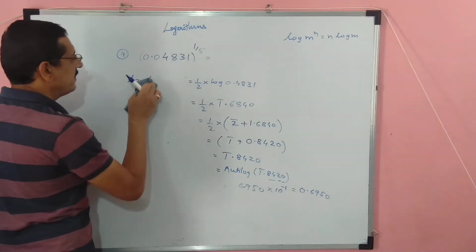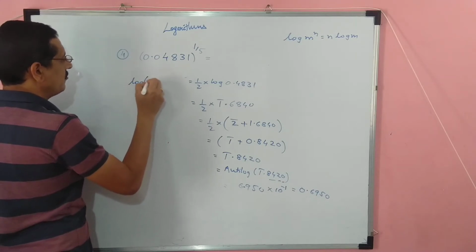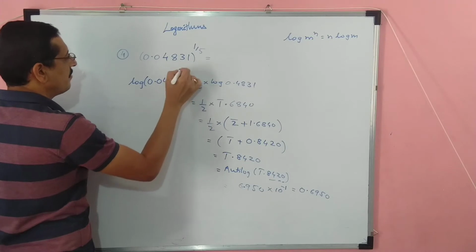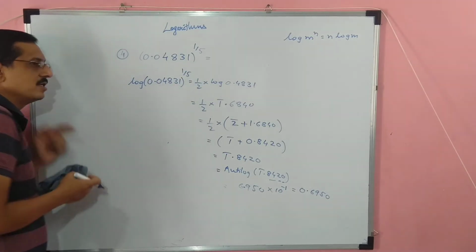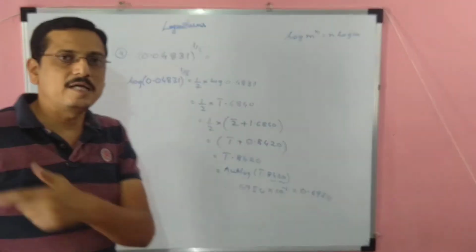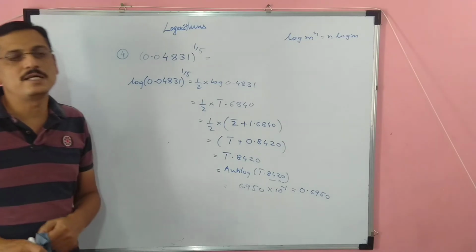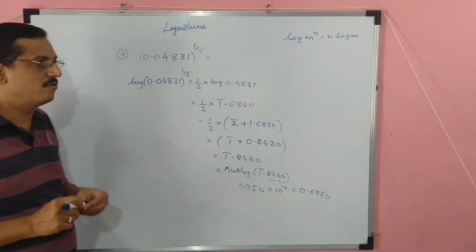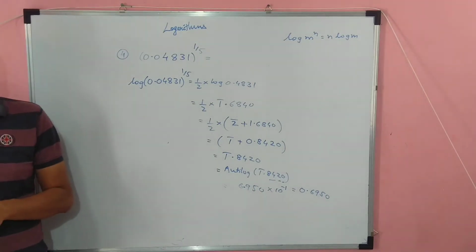Okay, here I will write this as log of 0.04831 raised to power 1 by 5. This value I am keeping as it is because it will save my time to check the mantissa. But when you are practicing, you can take different values, students, so that you should be familiar with the logarithm table and how to use that logarithm table.